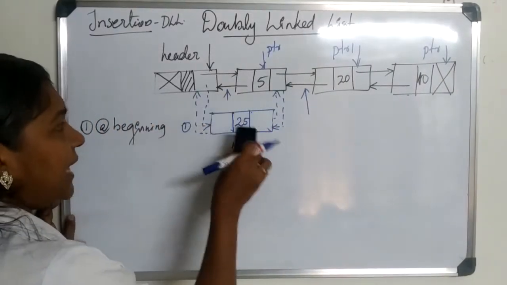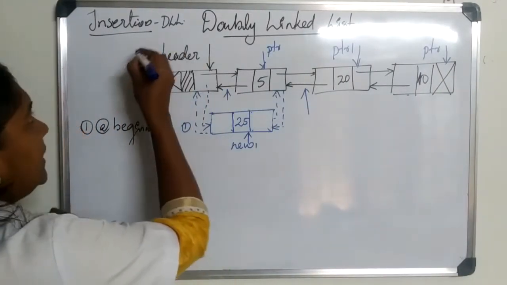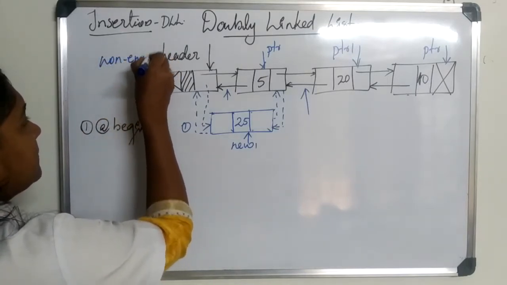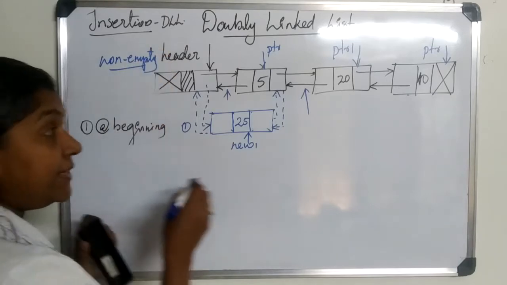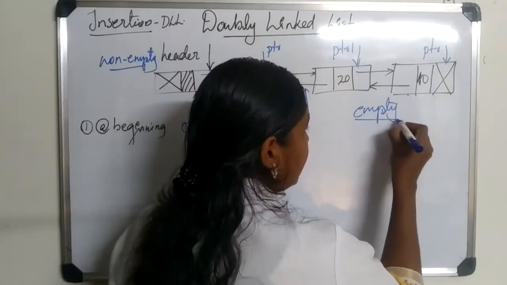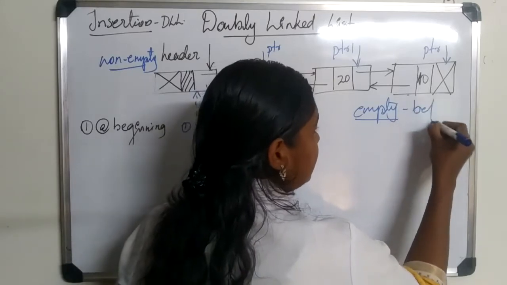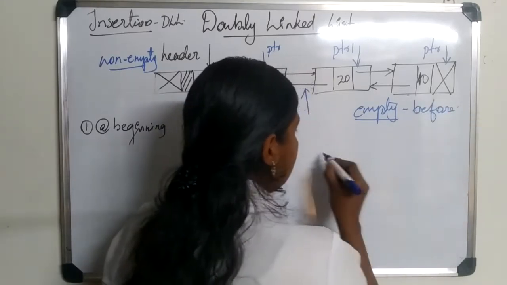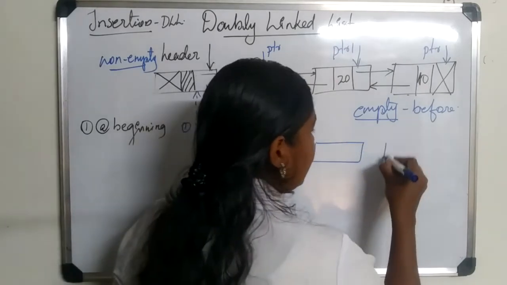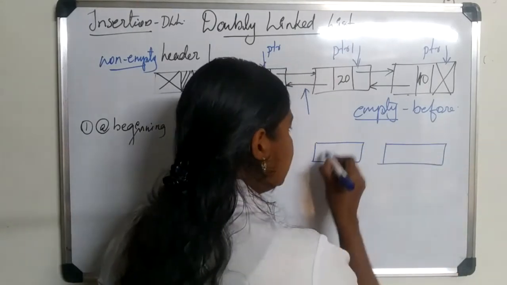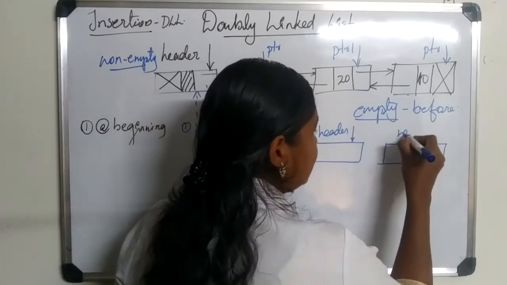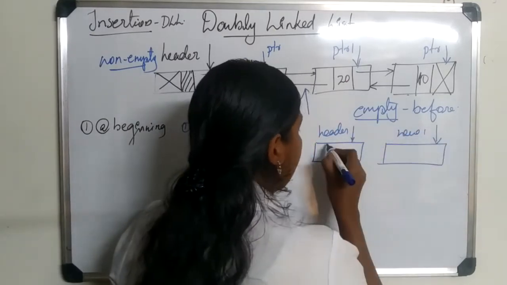So this is the diagram before insertion in the non-empty case. And what about the empty case? Empty before insertion. So before insertion, first you draw the diagram, okay? This is the header node and this is the new node. So let's write header and this is new one.